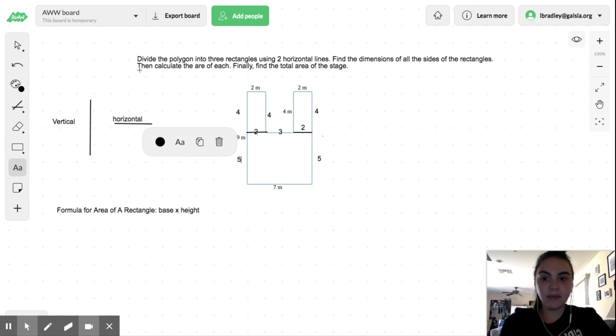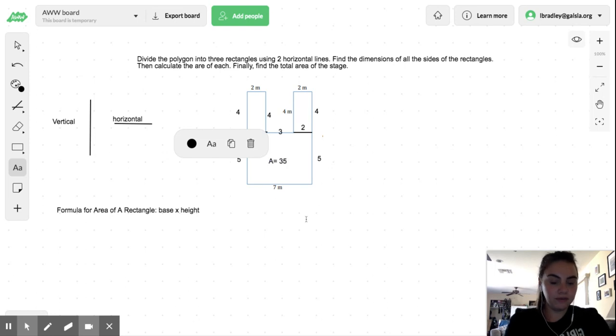The next step here says, then calculate the area of each. So we have to calculate the area of each rectangle. I wrote down here for you to put it back in your notes or to reference in your notes. The formula of an area of a rectangle is the base times the height. So this long side is the base times the height. So we know for this rectangle here, it's going to be 7 times 5. So right in the middle, I'm going to say that A equals 35.